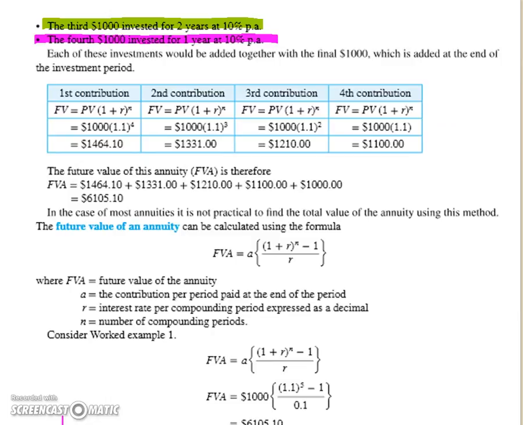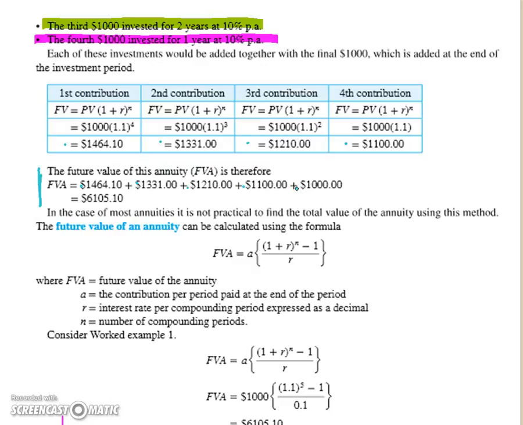Each of those investments will be added together with the final $1,000, which is added at the end of the investment period. So you've got to remember it's the end of each year. This is the working out for it down here. The future value of this annuity is therefore that one, then you've got that, and then the other $1,000, which is that last $1,000. So it's the end of each year for 5 years.